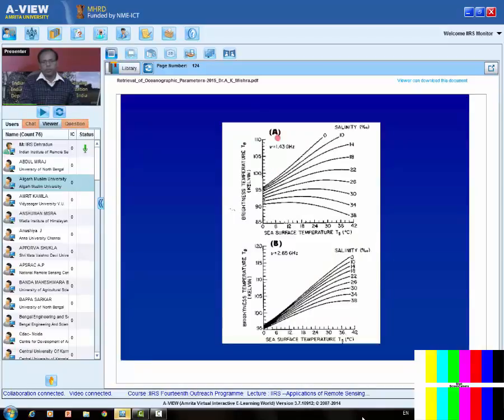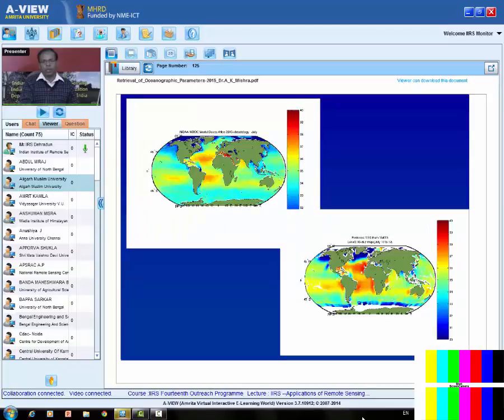And this is the principle, that is 1.43 gigahertz. For different sea surface temperatures and different salinities, the brightness temperature received at the sensor can be mapped out from this. And this is another waveband at 2.85 gigahertz, but the salinity information is suitably extracted using 1.43 gigahertz. So this is the salinity information from conventional measurements, and this is the information retrieved using the satellite measurements.